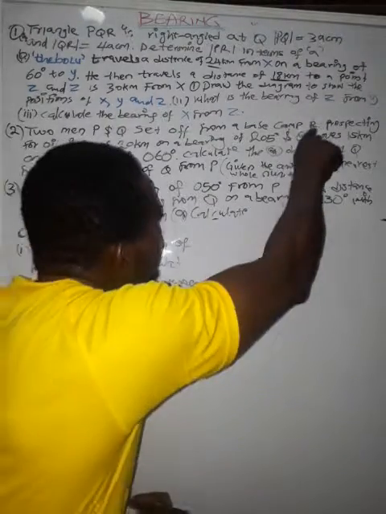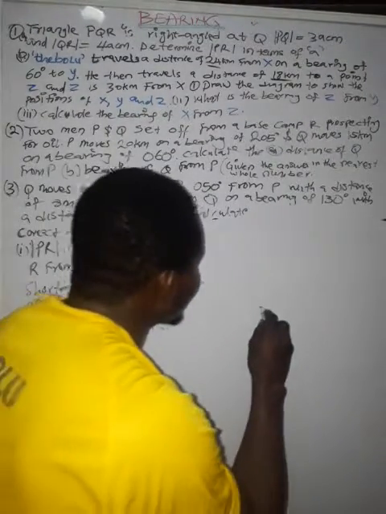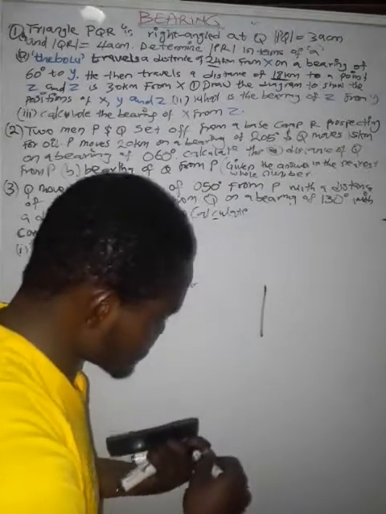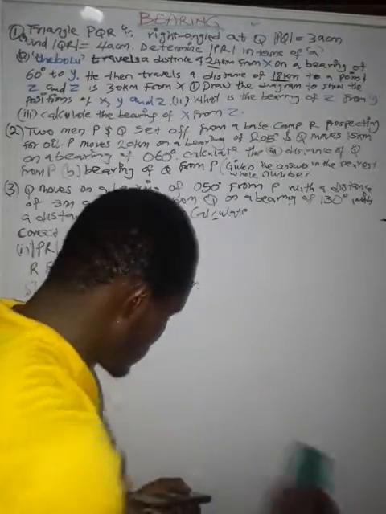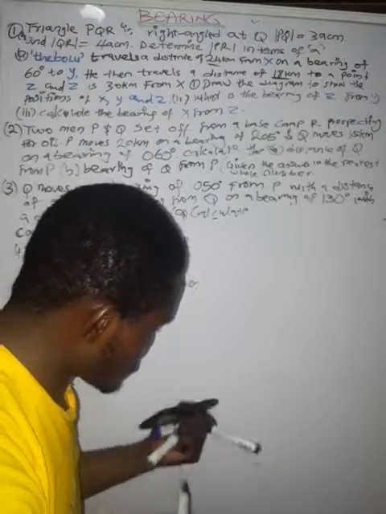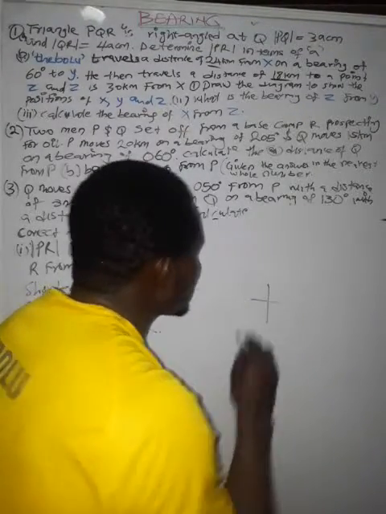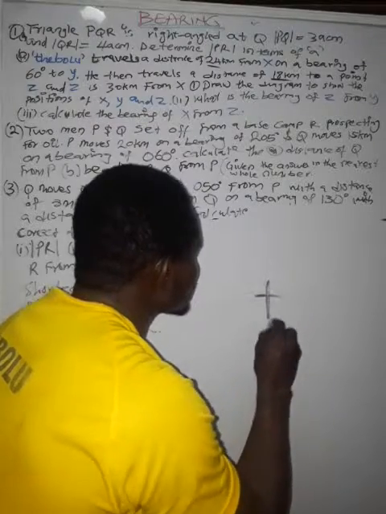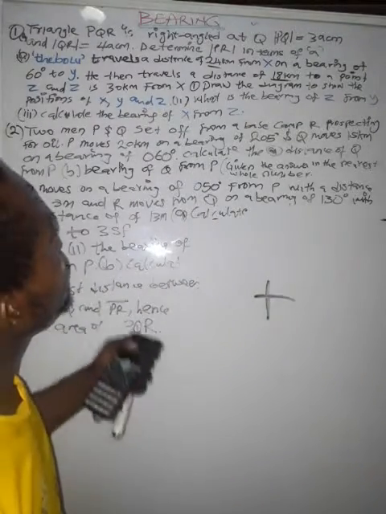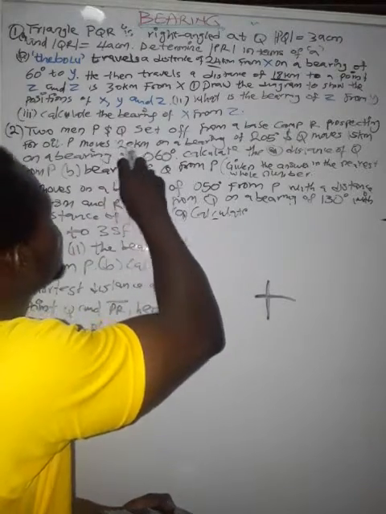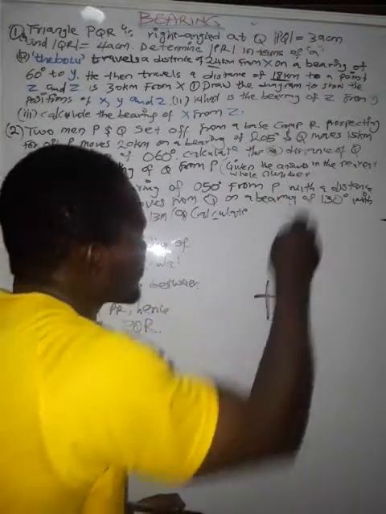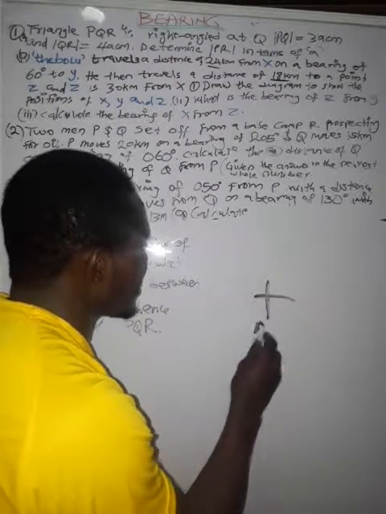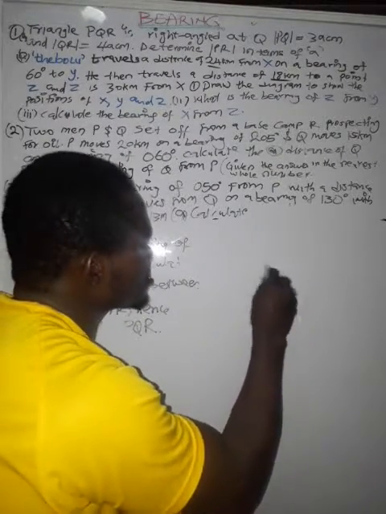Two men P and Q set off from a base camp R. Do you see now? We are already having a point. You have two men who set off from a base camp R. So we have R, and we already have here my north, which is 0 degrees.